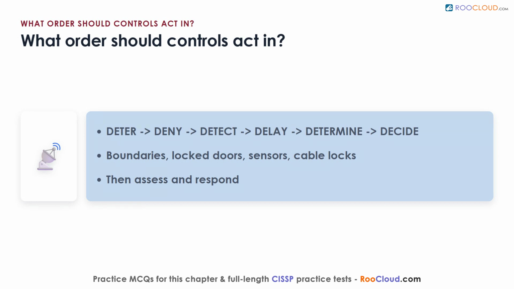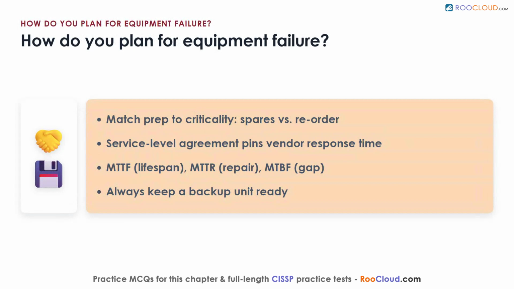Finally, staff determine what is actually happening and decide how to respond, whether that means detaining the intruder or preserving evidence. A cable lock will not stop a determined thief, but the obvious damage from cutting it makes the stolen device hard to sell. How do you plan for equipment that will eventually fail?